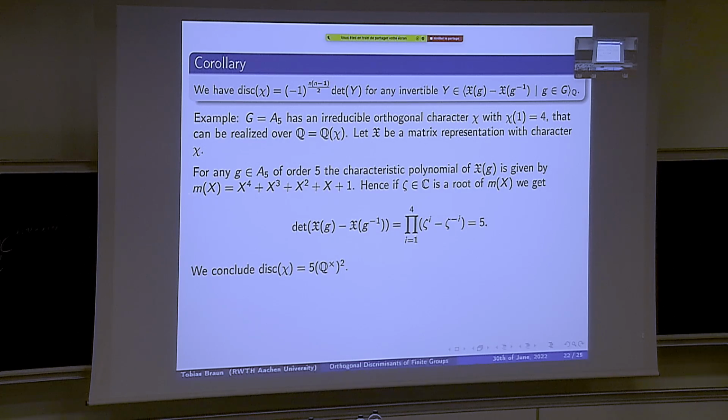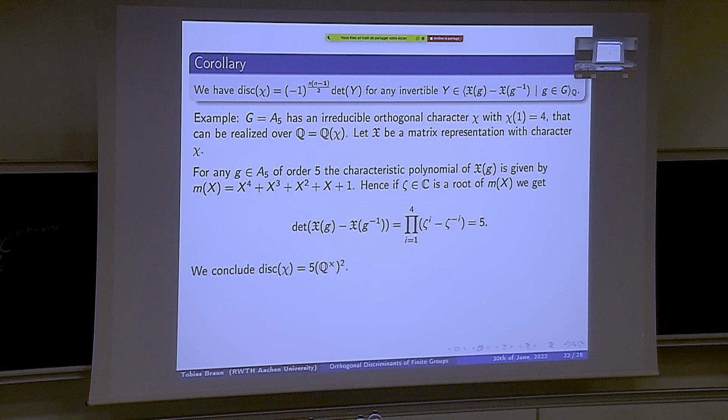And over the rationals, x^5 minus 1 decomposes as this one times x minus 1. Now you can, for example, use the fact that the group A5 is simple, so every representation is faithful, in fact nothing but the identity is mapped to the identity matrix. So you know that (x minus 1)^4 is not the characteristic polynomial. So now you can take any root of this. That's just a 5th root of unity.